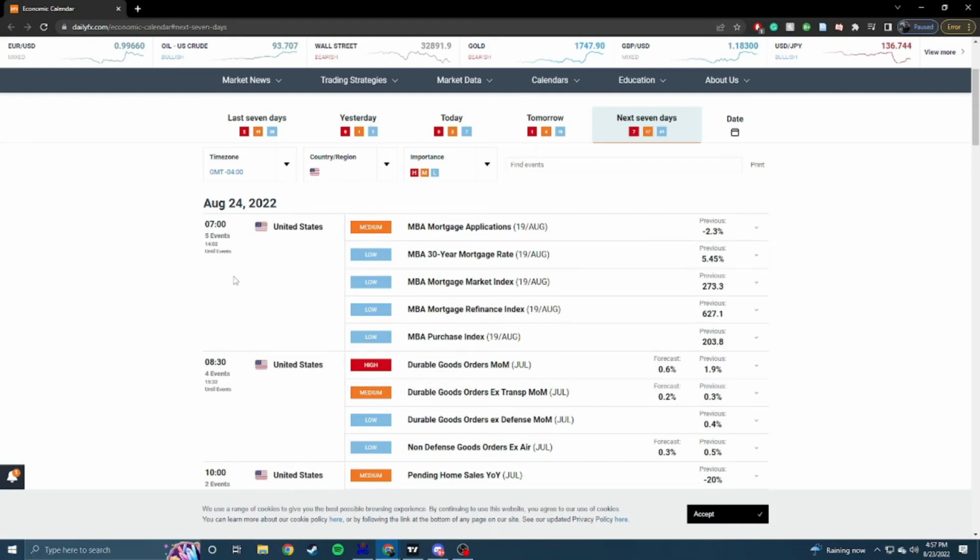So keeping track, and I'm not a big fundamental nerd, but the most important thing is to keep track of major events, because major news events can bring volatility into the market, either to the upside or to the downside. So just having an idea of when volatility might enter the market can help you manage your expectations so you're not completely caught off guard.